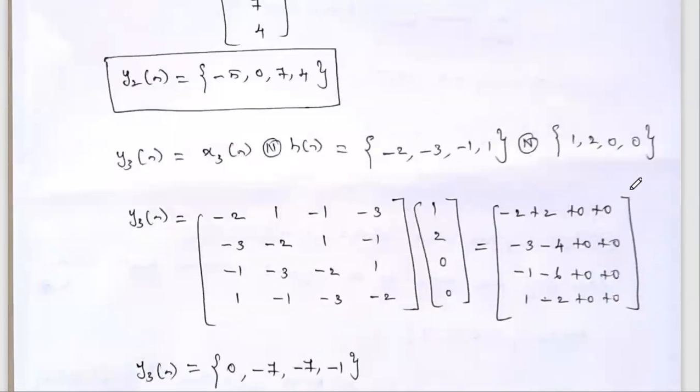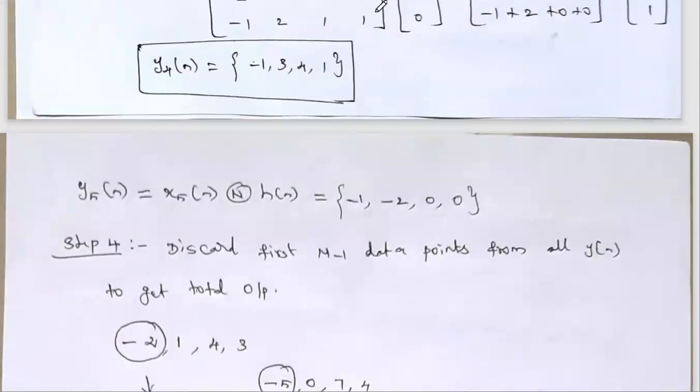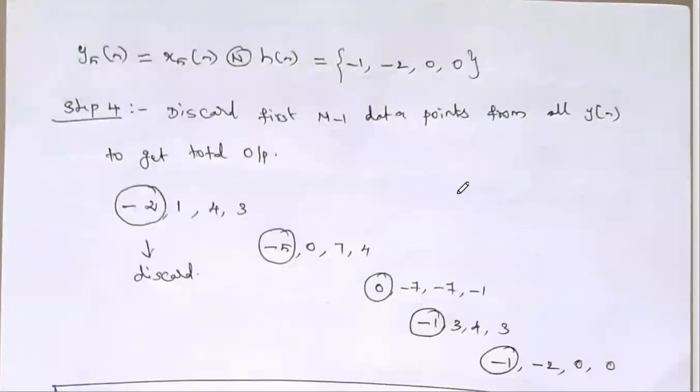Similarly, y3 you have to perform, and y4, and y5 also you have to perform. Okay, so after getting y1, y2, y3, y4, y5, the next step, number 4. In the overlap save method, you already know the first m minus 1 data from each subblock output you just discard. So discard the first m minus 1 data from all yi of n. So this is y1, y2, y3, y4, y5.